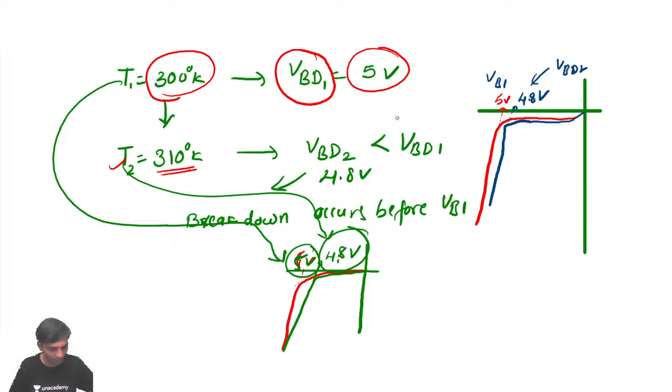Is the point clear, Balaji? Is the point clear? So earlier the breakdown used to happen at 5 volts. Now the breakdown is happening at 4.8 volts only. Okay.